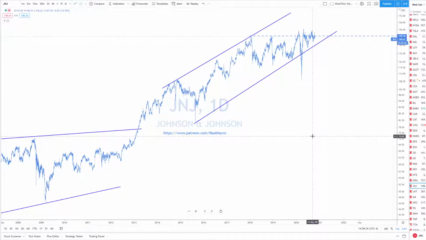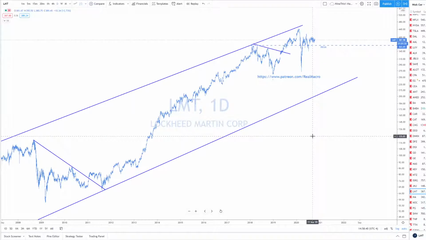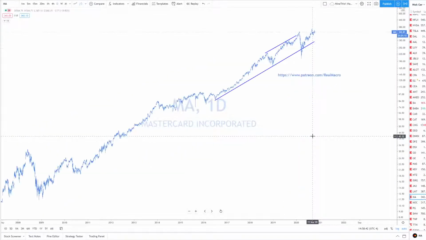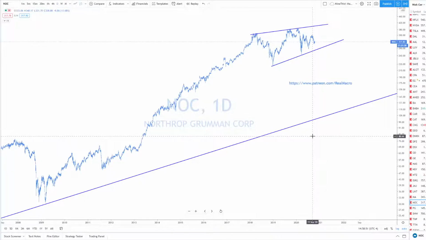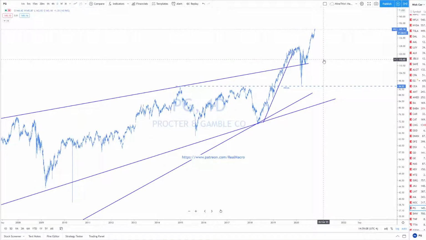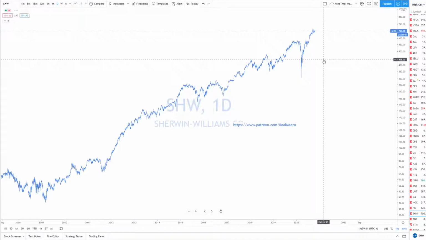Johnson and Johnson. Look for a push higher on this one. Defensive. Lockheed Martin, middle of nowhere. Again, it's a war machine. Over the course of time, that will go up. MasterCard will go up forever. Northrop Grumman, okay, might get a little bit of a pullback. This might drop a little bit and then take off. On a drop, that would be very interesting. Procter and Gamble, of course, defensive baby. That's gonna go higher. Sherwin Williams, you know, higher.